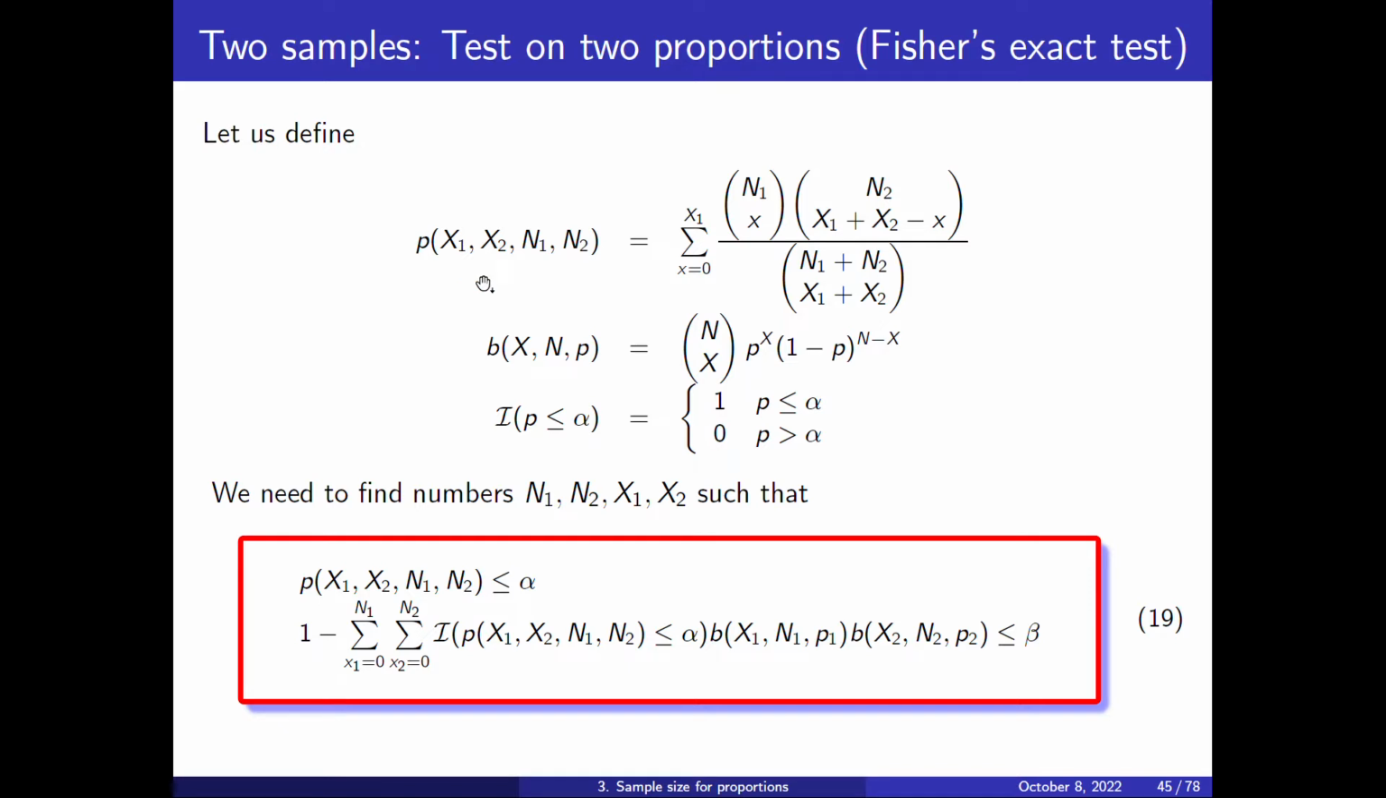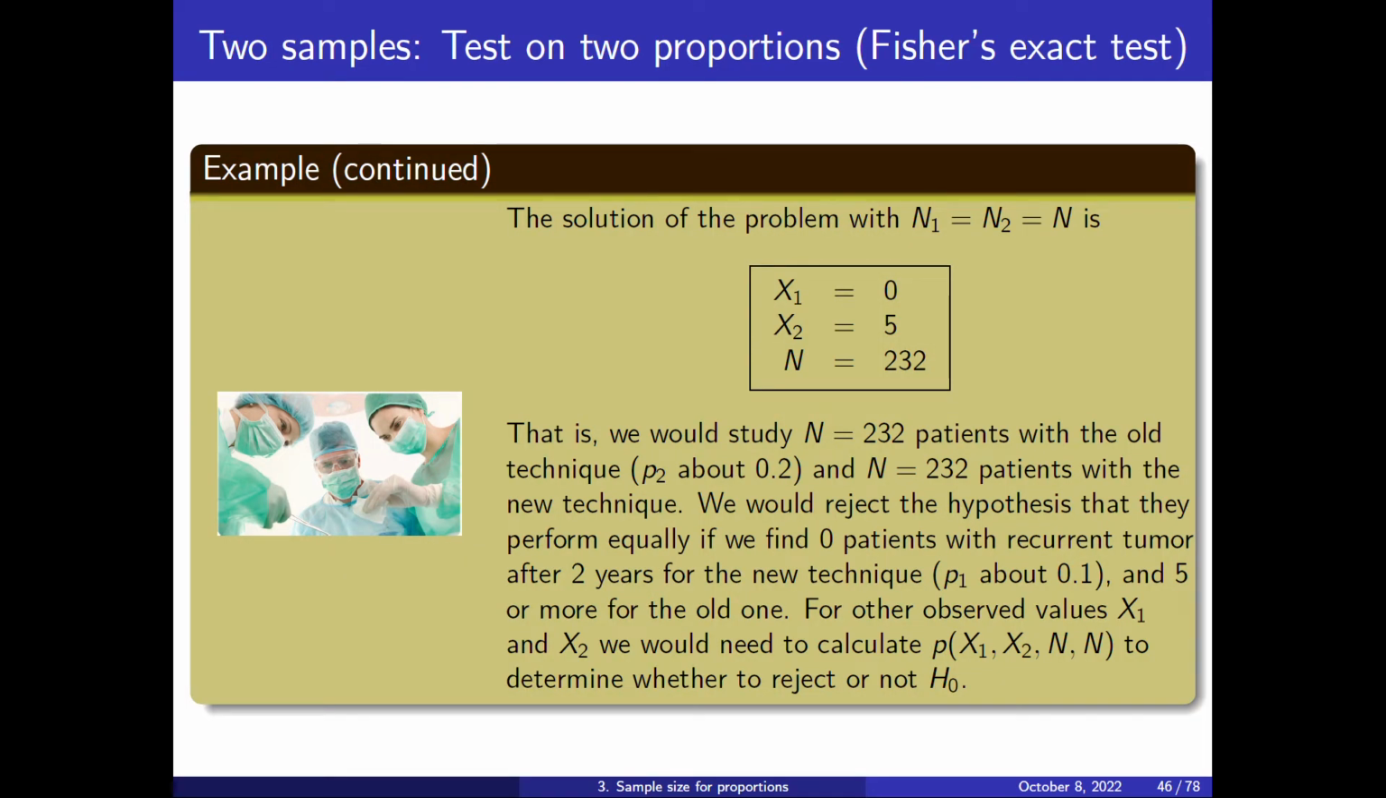Here we have a function where this p depends on x1, x2, n1 and n2, and we recognize here a kind of hypergeometric distribution. We have the binomial here, and this indicator function, which will be 1 if p is smaller than alpha and 0 otherwise. You need to find numbers such that this is smaller than alpha, and then this equation here that looks really complicated is smaller than beta, and you would solve these for x1, x2, n1 and n2. We will not enter into the numerical calculation of the solution, for that you have computers, but let's study the kind of results we get.